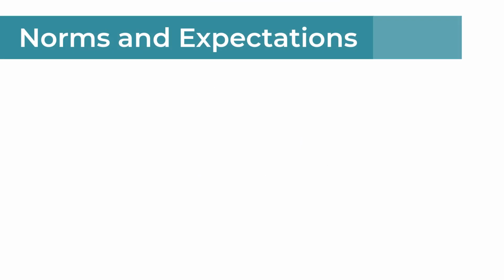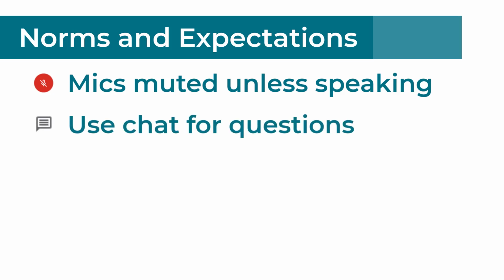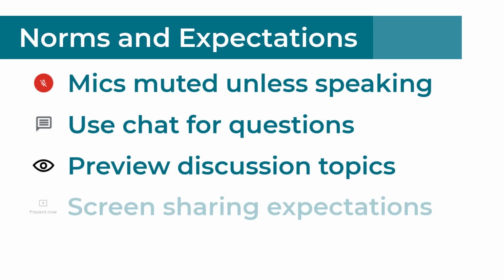Online meetings can be complicated. It is important to create norms and expectations, just as you would in your in-person class. These might include encouraging all students to mute their mics unless they are sharing. Use the chat to ask questions to avoid crosstalk or for students to volunteer to contribute. Offering students a preview of what will be discussed may also facilitate better interaction when you do go live. Set expectations around screen sharing, as students are able to share at any time.